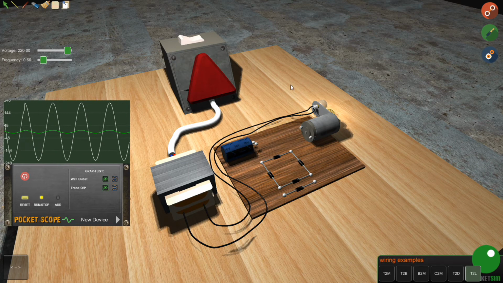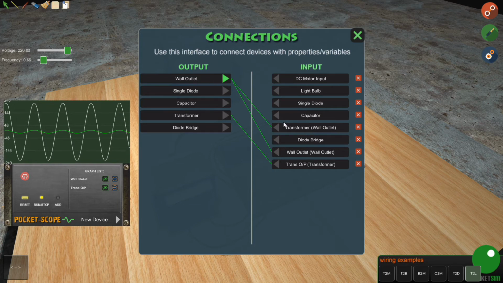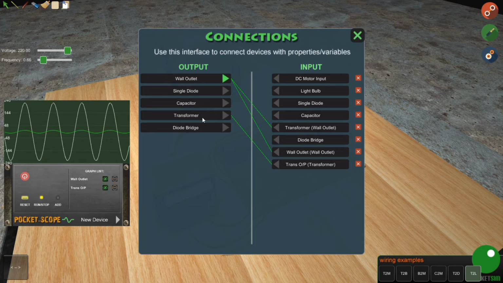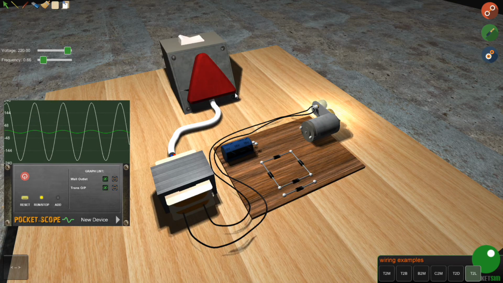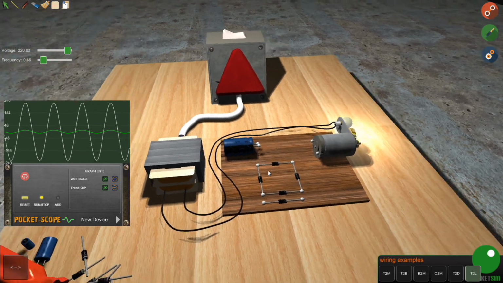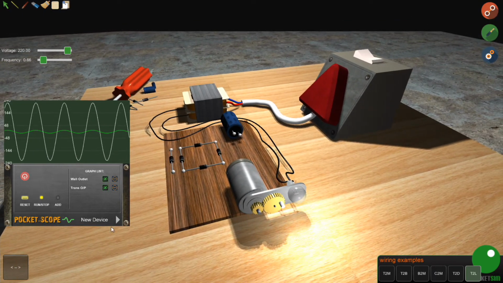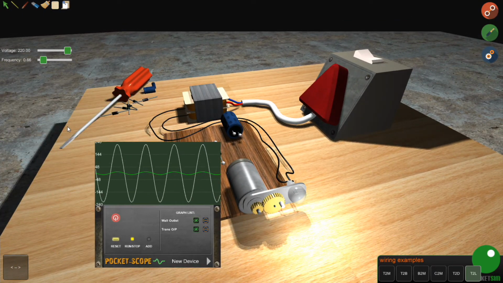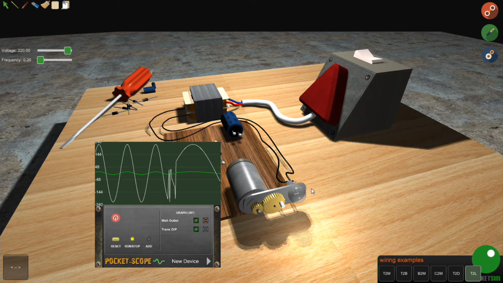It's actually quite simple. All we have to do is connect the wall outlet to the transformer input and the transformer output to the light bulb. Here we can see a very nice visual example of alternating current in action. I'm going to slow the frequency way down, and let's compare the light coming from the light bulb with the curve of the pocket scope.